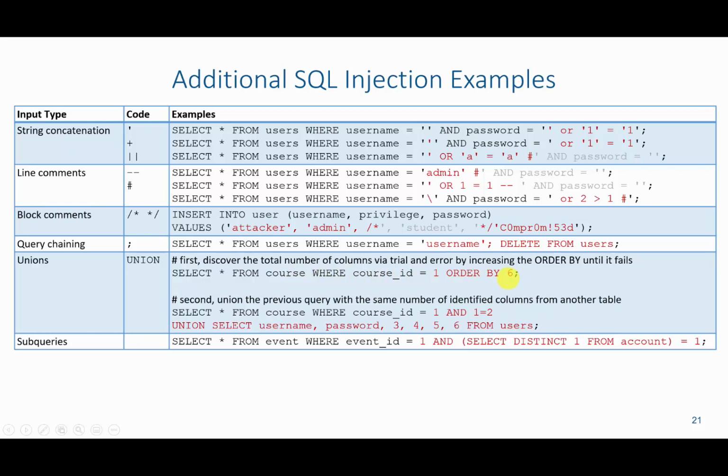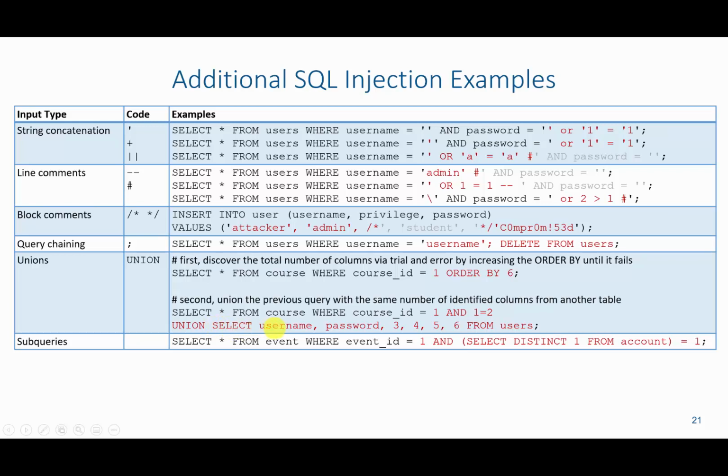So maybe start with order by 8, then 7, then 6, and then you finally get results because there are 6 columns. From there, you can take advantage of those 6 columns by saying select star from course where the course ID equals 1 and 1 equals 2. What this is going to do is basically ignore this entire query because 1 never equals 2. And then we're going to union a new query.